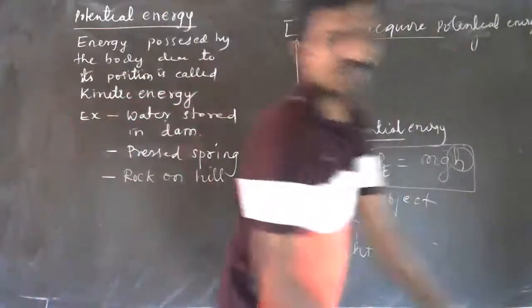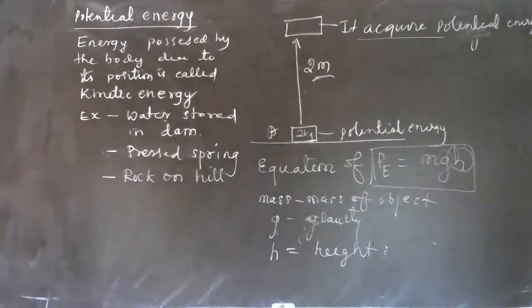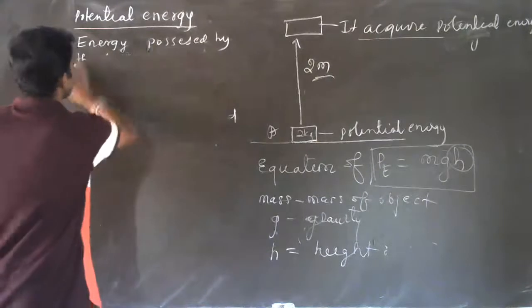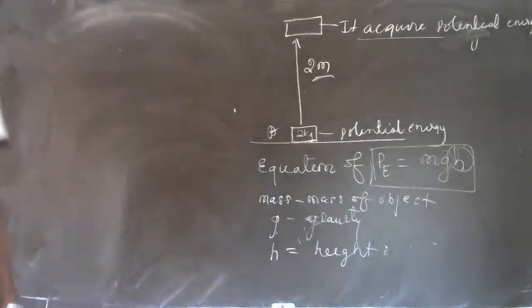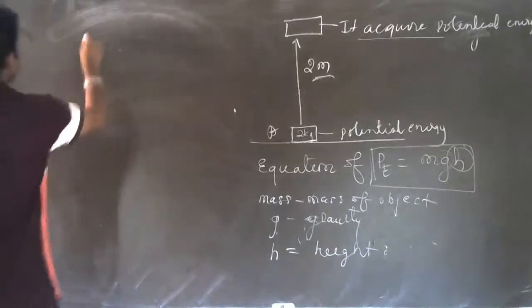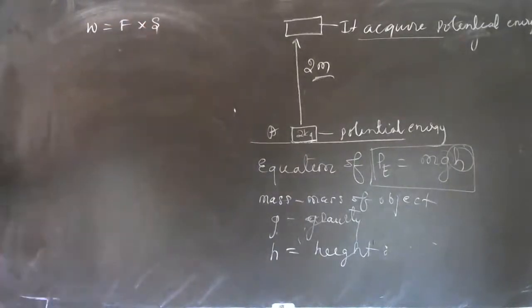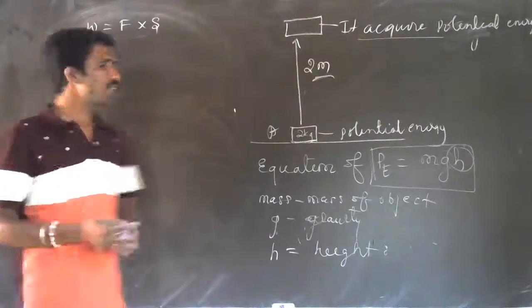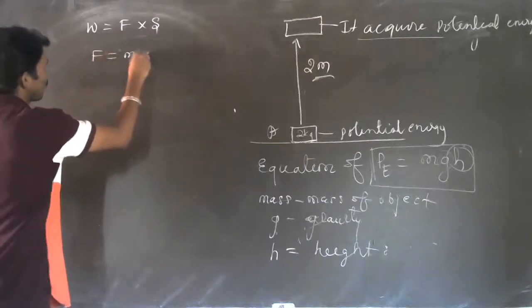So this is about the potential energy. We'll see the derivation of potential energy. We know that W is equal to F into S. According to Newton's second law, we know F is equal to m into a.